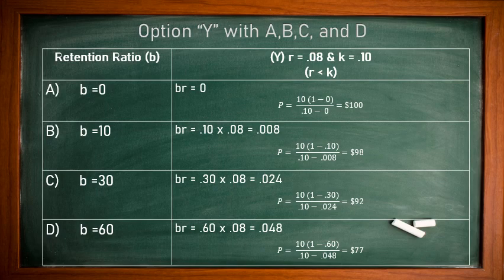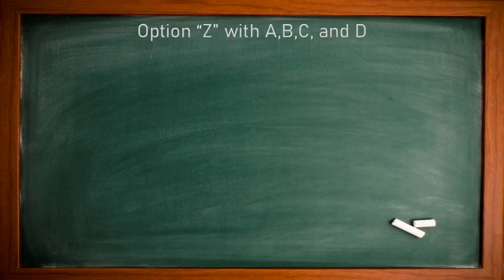So our observation is that if R is lesser than K and we keep retaining money, the market value of the share will decline. Now we go for option Z with situations A, B, C and D.